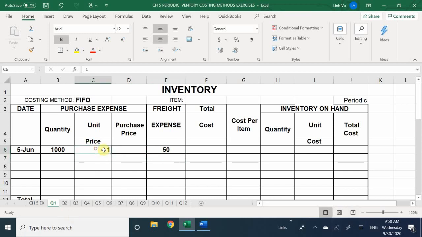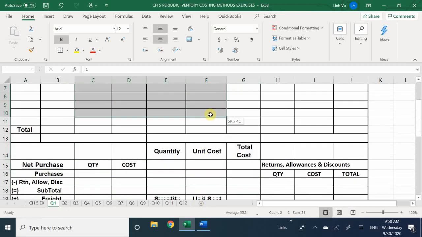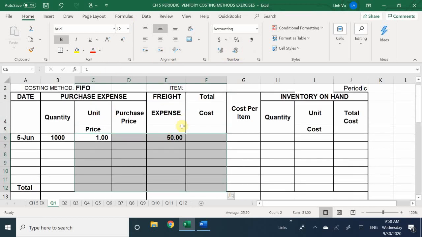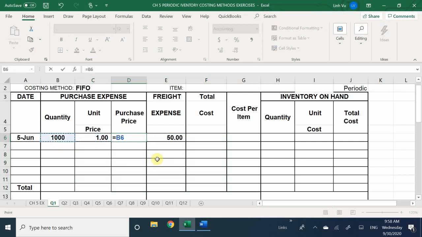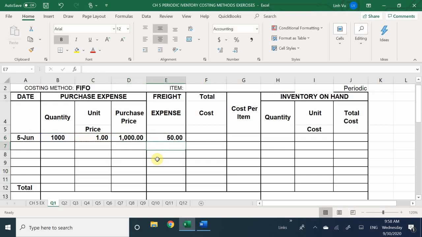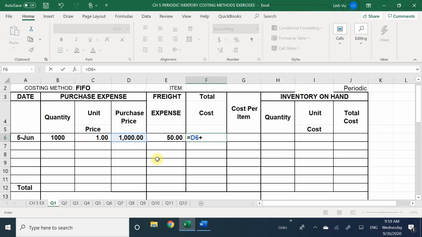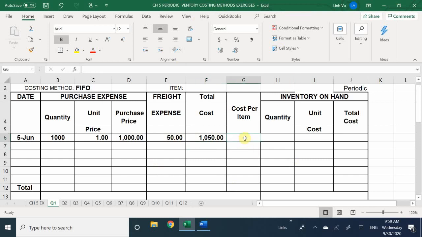So our purchase price is going to be our quantity times our unit price, which gives us 1,000. Total cost is our purchase price plus freight, to give us a total of 1,050. And here our cost per item is going to be our total cost divided by our quantity, to give us $1.05.